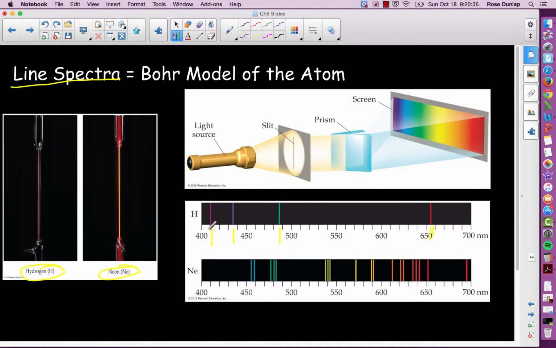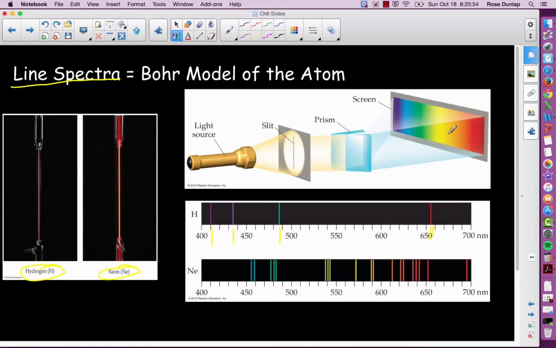So what that means is every other color in this spectrum is missing. Here we have all of these, here we only get this few. Neon shows a few more colors, but again, not a continuous spectrum. So these would be referred to as line spectra, where this would be our continuous spectrum, okay?